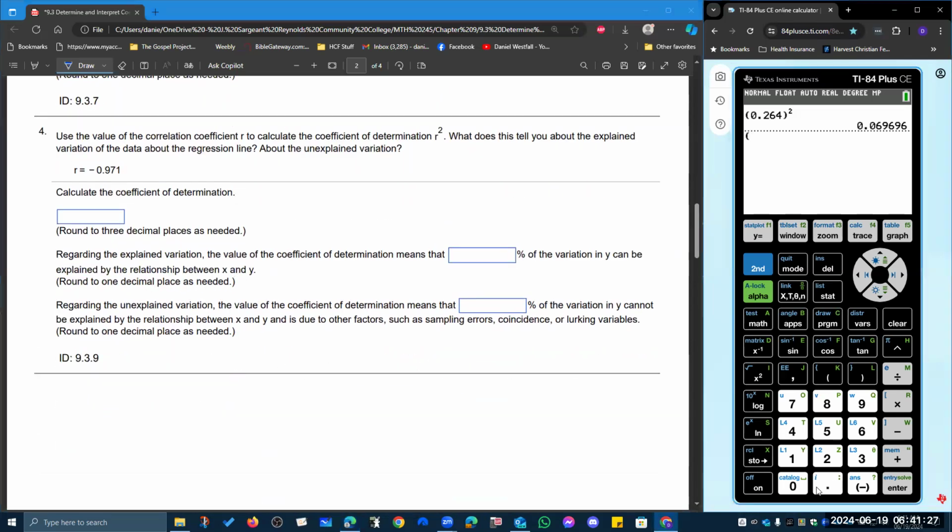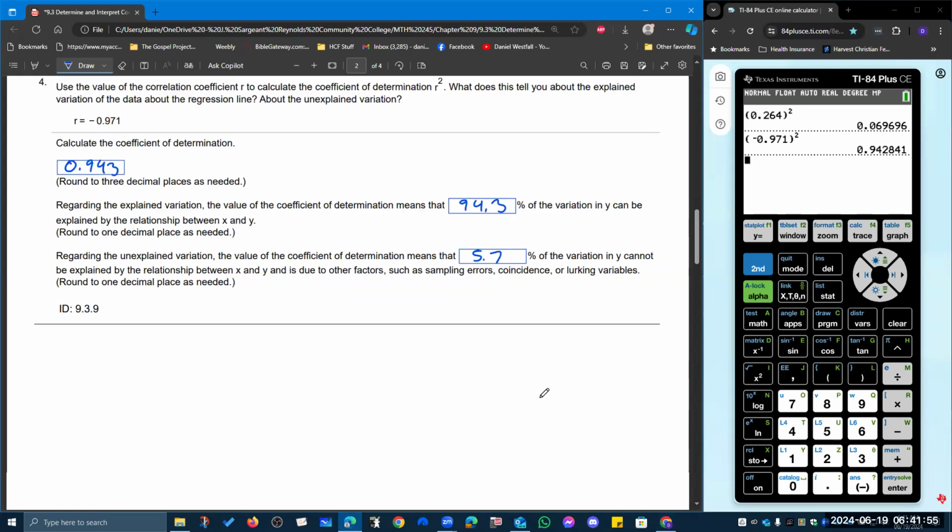Now let's deal with this one, -0.971 squared. It's going to be 0.943, which means 94.3% of the change in y can be explained by the change in x, and 5.7% of the change in y cannot be explained by the change in x. That is due to other factors like those we've talked about.